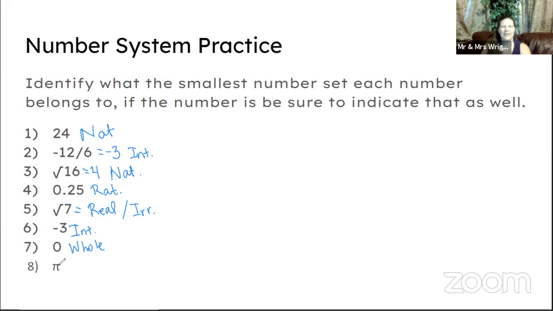Pi. Pi, we know because it's a symbol, it should be easy to recognize it as an irrational number. And remember, all irrational numbers fit into the real number set. So the smallest set it can fit into is real, and it is an irrational number.